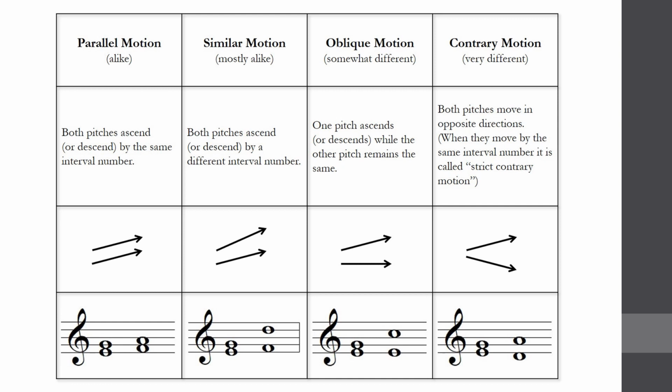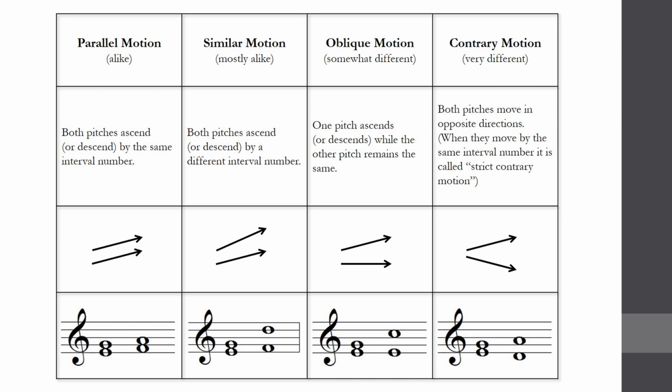Parallel motion is when both pitches ascend or descend by the same interval number. Similar motion is when both pitches ascend or descend by a different interval number. Oblique motion is when one pitch ascends or descends while the other pitch remains the same. And contrary motion is when both pitches move in opposite directions.